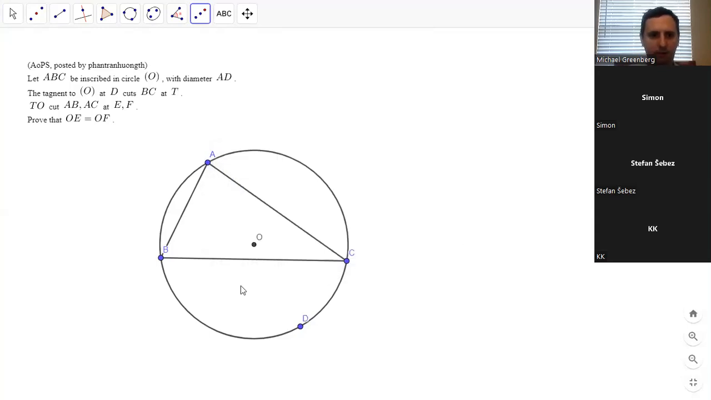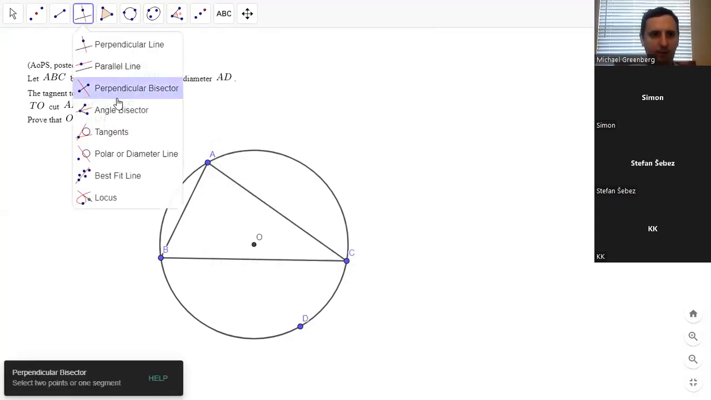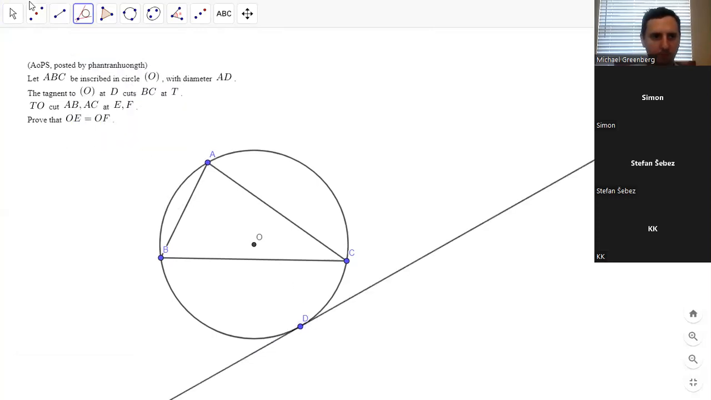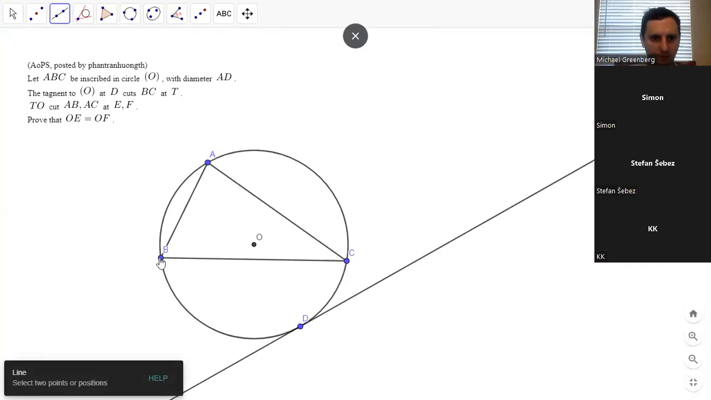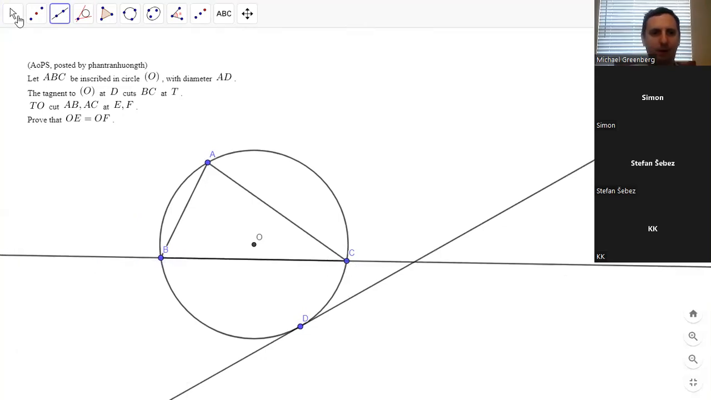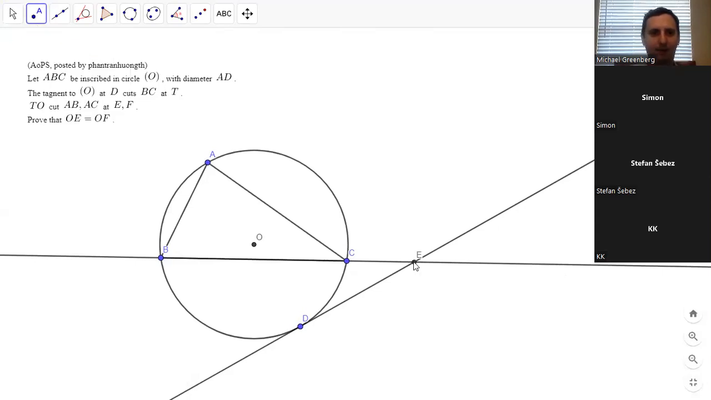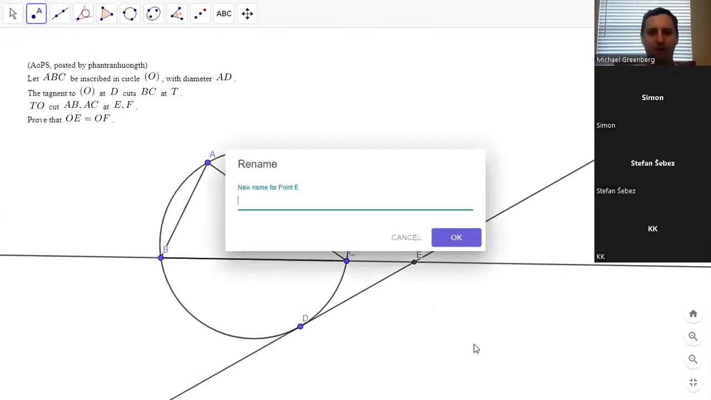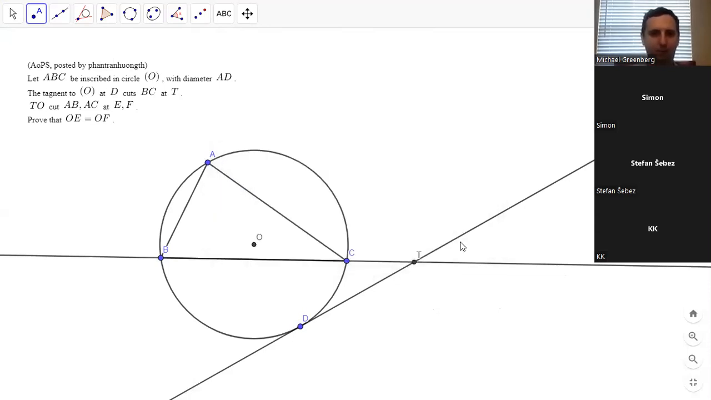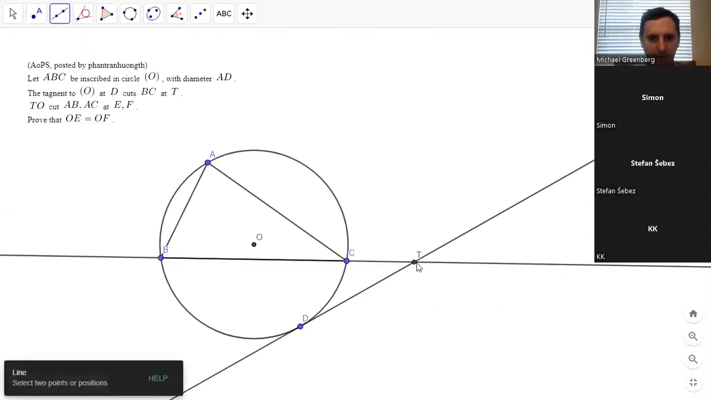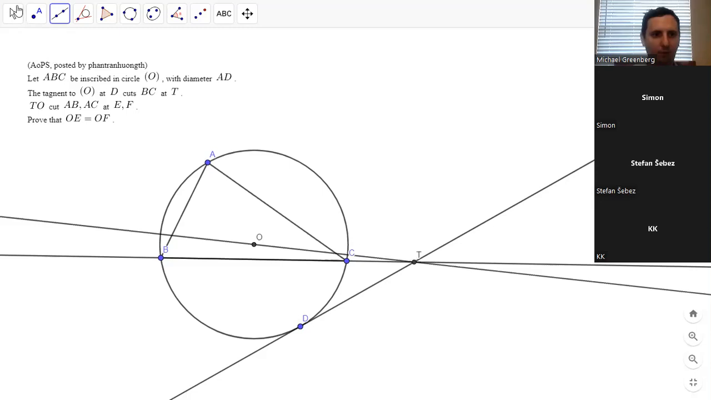And then we draw the tangent at D, and we see where it meets BC. Yeah, I feel like these are good problems, even though they were hard, they weren't that complicated to state. So I feel like they're just good problems. TO cuts AB and AC at E and F, and then we want to show O is the midpoint of EF.